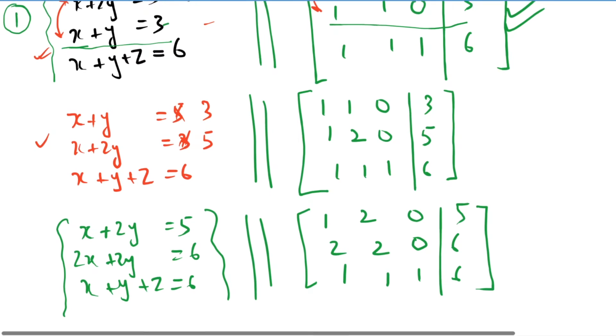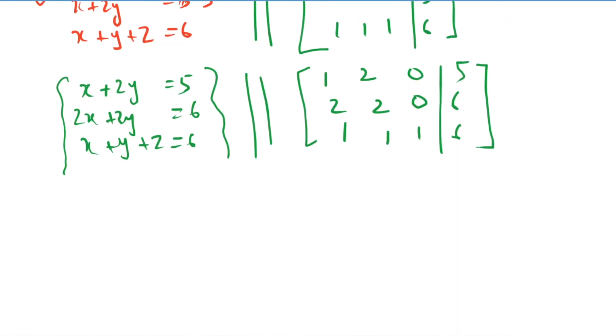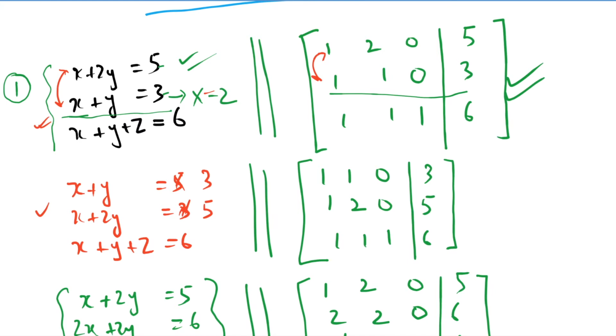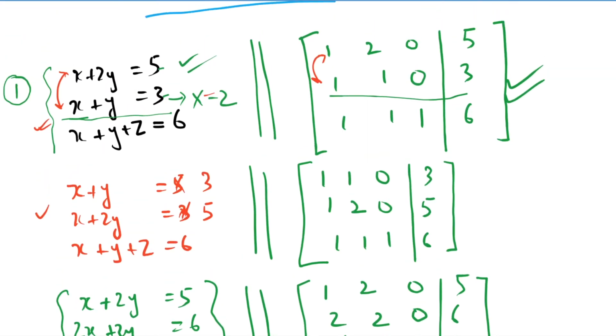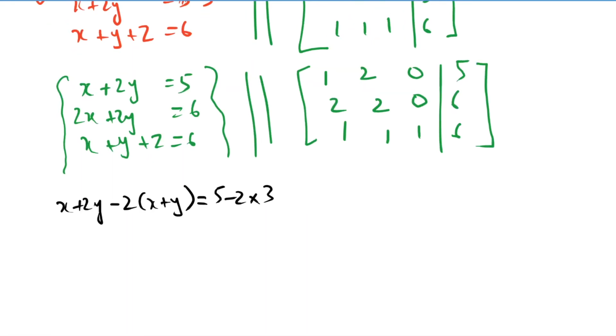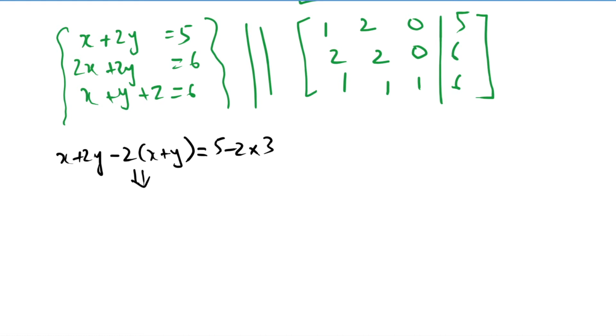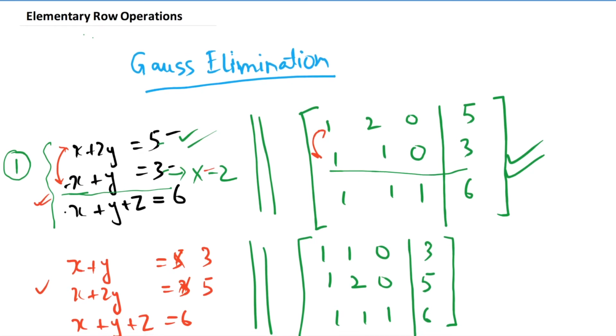And lastly, let me multiply equation 2 here by -2, and add the result to equation 1. So if I do that, I'll get x plus 2y minus 2 times (x plus y) is equal to 5 minus 2 times 3, and so equation 1 becomes -x is equal to -1, and the second and third equations we will leave as they are.